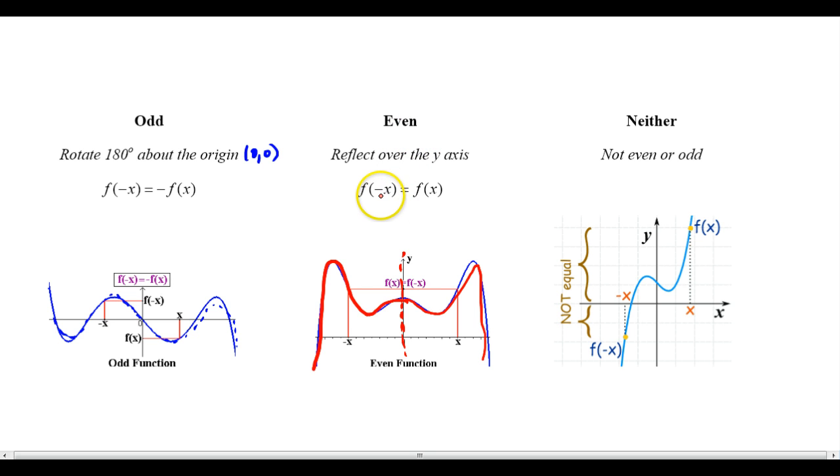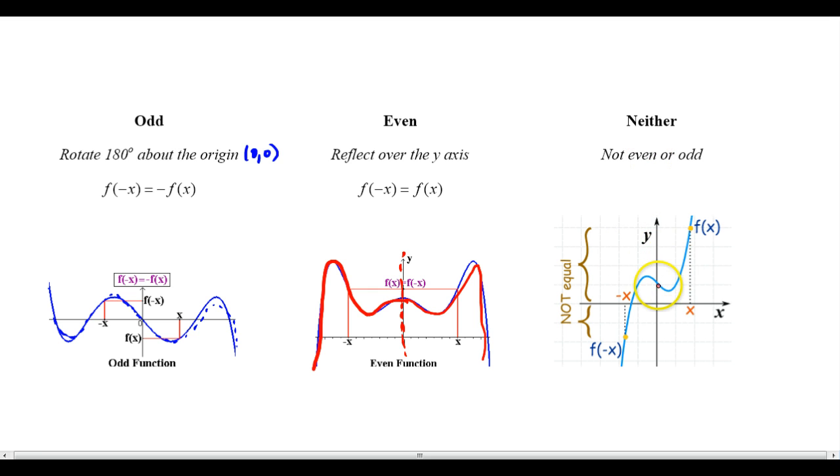And formally what would happen is if you were to plug in some negative x value, the negative would just sort of disappear. So with odd functions, the negative gets pulled to the front. With even functions, the negative would just disappear entirely. And then we're considered an even function. And then if something's not even or odd, then it's considered neither.